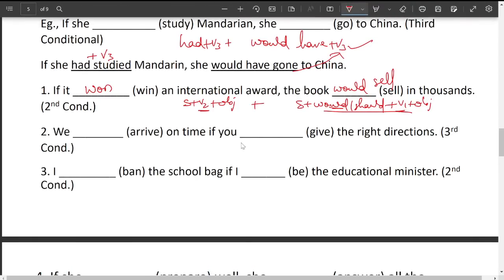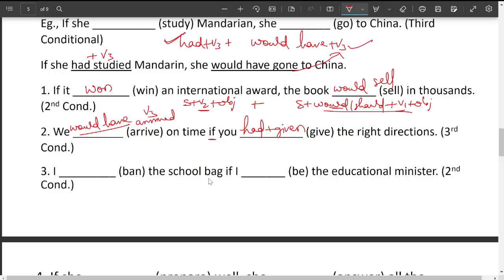Next: if we ___ on time, you ___ give the right directions. Again we are going with the third conditional, so remember this rule: had plus V3, would have plus V3. With if, we have to go for had plus V3. Had plus V, so give changes to given. If you had given the right directions, what would have happened? We would have arrived. Look at this, would have plus V3, the same structure which I gave you before. Clear?